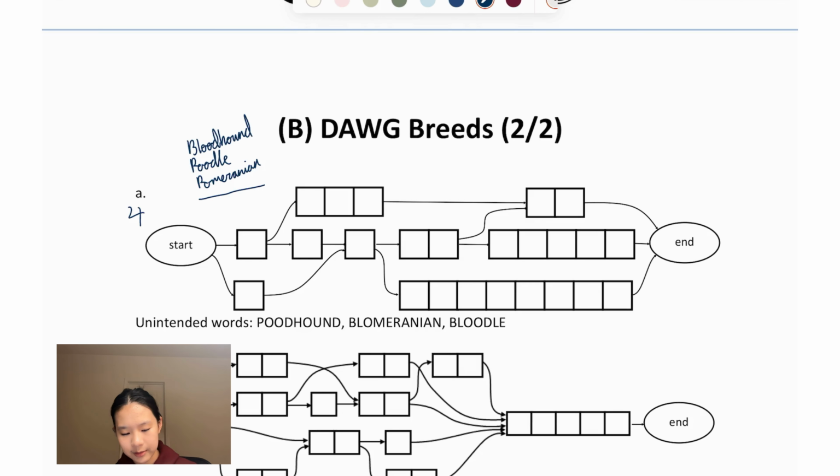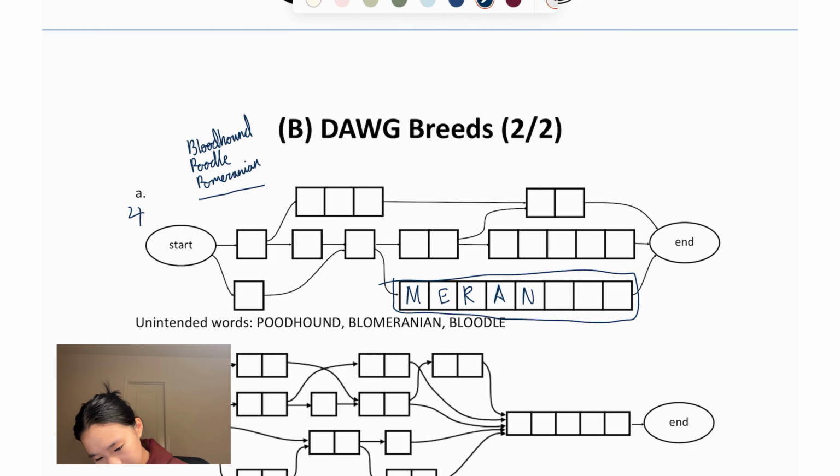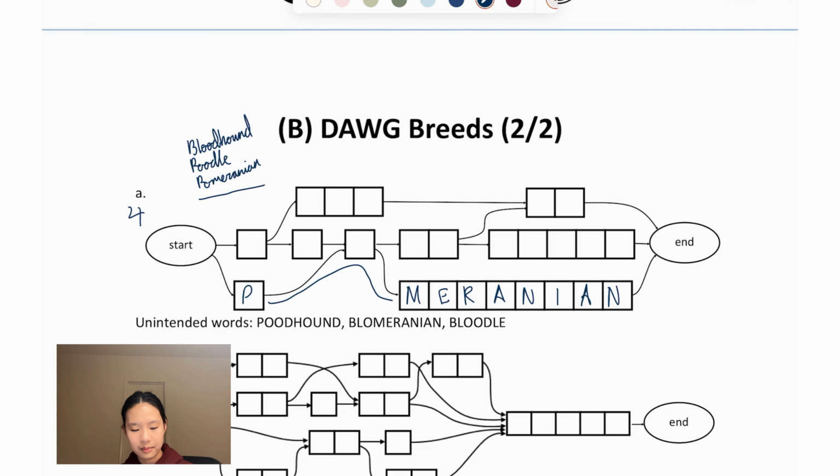There's this 8-letter spot at the end, and I'm guessing that that's going to be the Moranian for the ending of Pomeranian, because that doesn't overlap with any of the other possible dog breeds. The PO probably overlaps with the PO of the poodle. So there is this path, the PO, Pomeranian, that makes the word Pomeranian. And then there's another path that leads to Moranian, the blank blank O Moranian. And we get the unintended word of Blomeranian, so that's most likely going to be the BL of the Blomeranian.